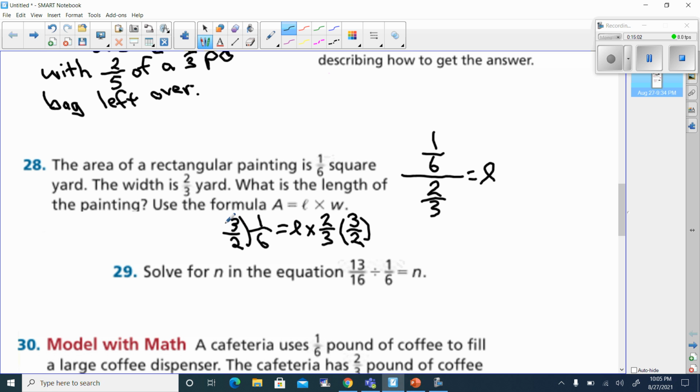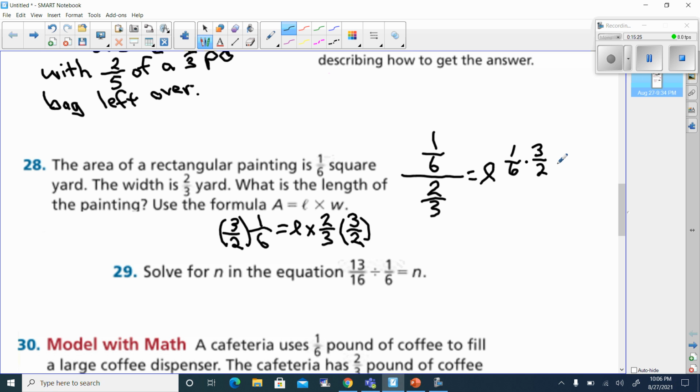But in doing it the way that I did it over here, remember we have a complex fraction. We use keep, change, flip. So this is going to turn to 1/6 times 3 over 2. That's exactly what we have over here.